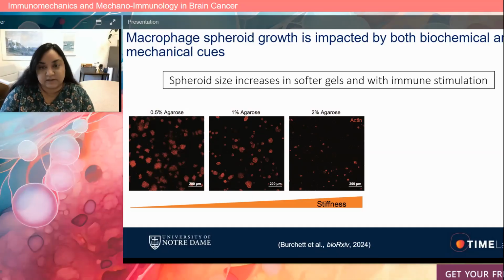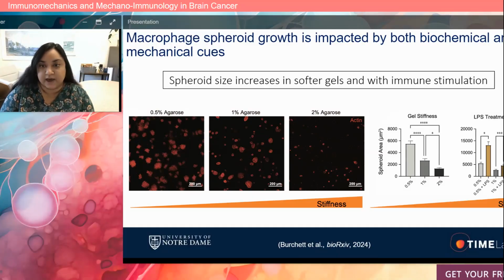But what's interesting is if we add some biochemical cues, so for example, if we add LPS, or lipopolysaccharide, which is basically a fragment of a bacteria that these immune cells will respond to, we see that when we quantify spheroids with just increasing gel stiffness, they do decrease, as we see in the immunofluorescent imaging. But when we add this biochemical stimulation to these immune cells, we're actually able to overcome some of those mechanical effects. And so you see, for example, in 0.5 or 1% agarose gels, we definitely get an increase in spheroid size when we add this biochemical stimulation to the immune cells.